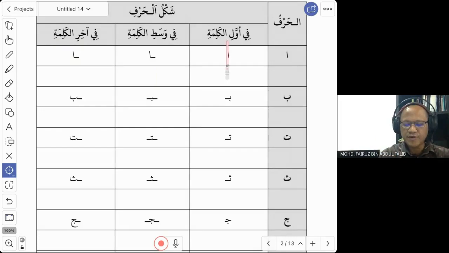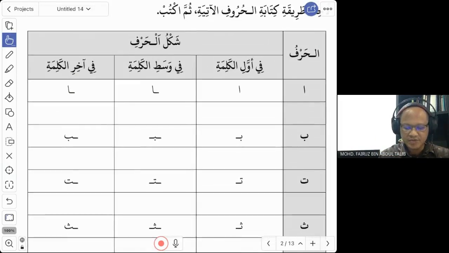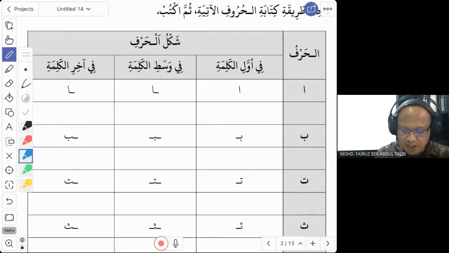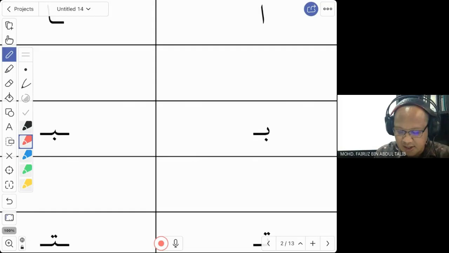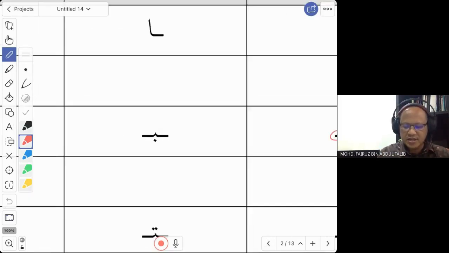Number two, if you look at the shapes, for example, this is alif. Let us look at ba. This is the beginning ba, this is the medial ba in the middle, and this is the final ba. When you see a dash on the left, it means that this letter can be connected to the next letter. All right?